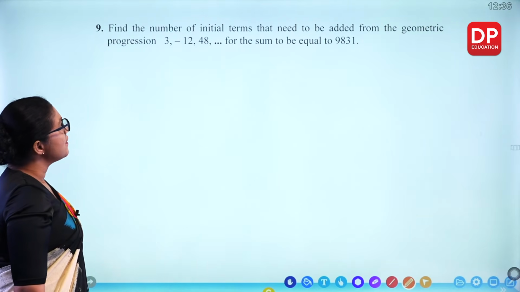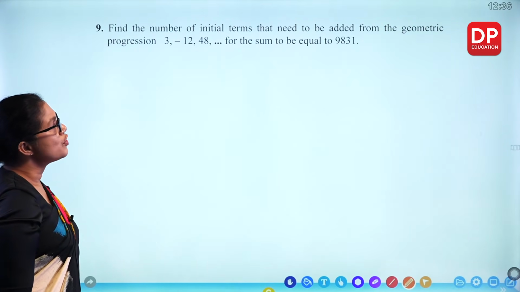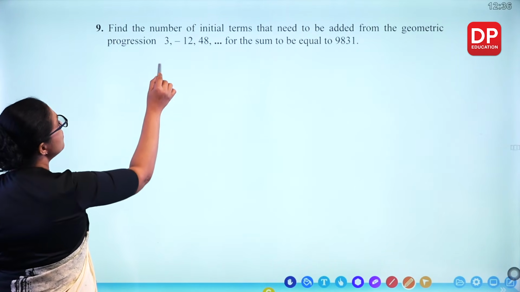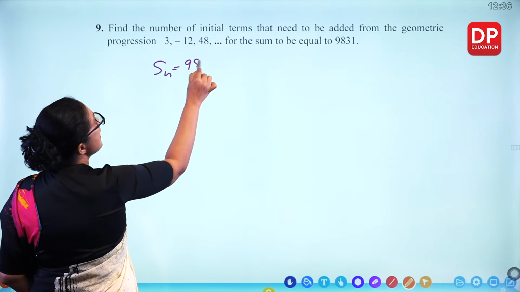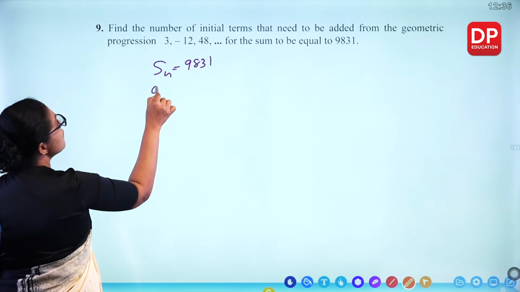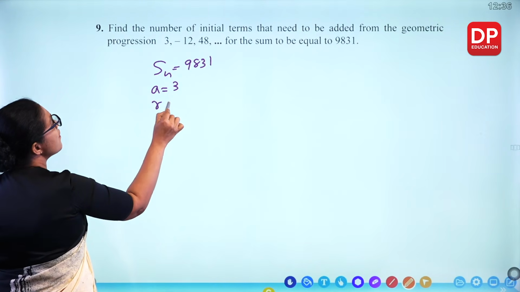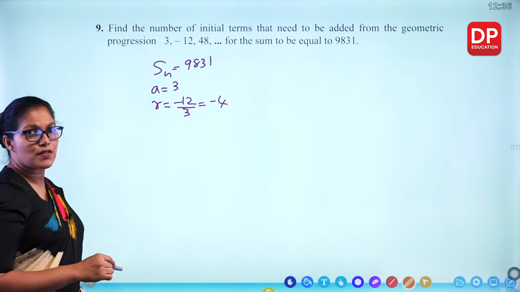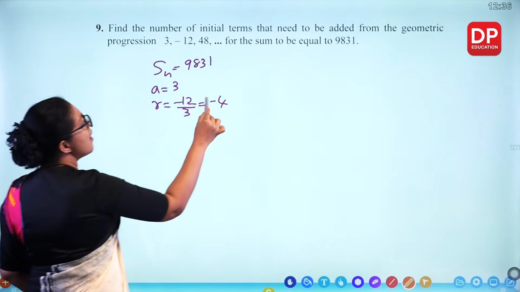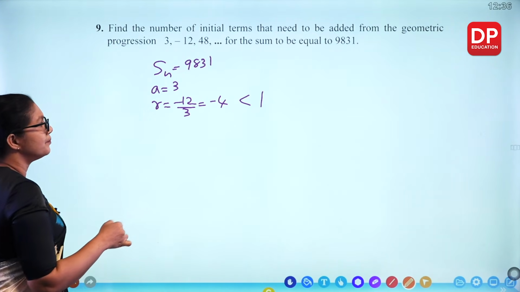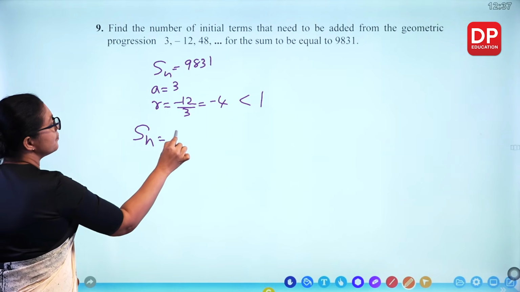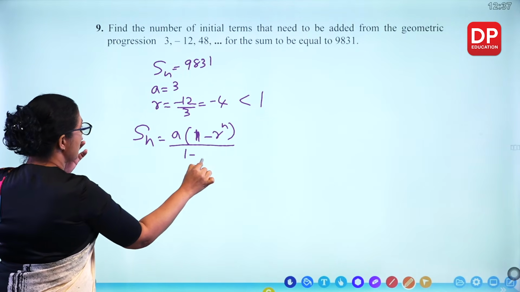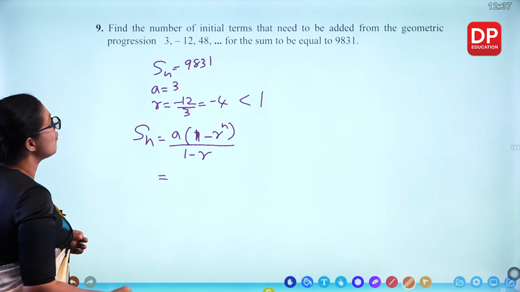Ninth one. Find the number of initial terms that need to be added from the geometric progression for the sum to be equal to 9831. Identify A and R. R is minus 12 divided by 3. You get minus 4. R is less than 1. So what's the formula? A times 1 minus r to the power n over 1 minus r. Now plug it into the formula.